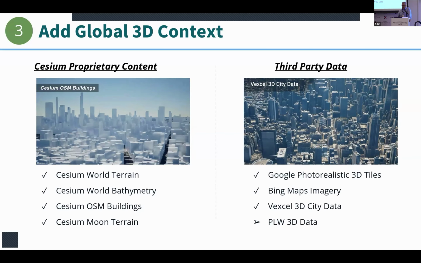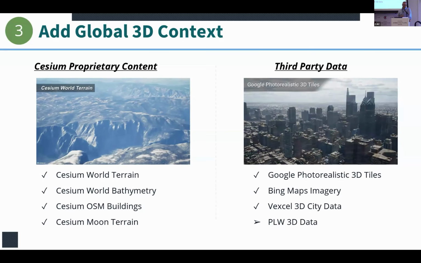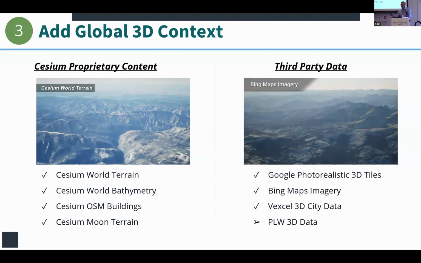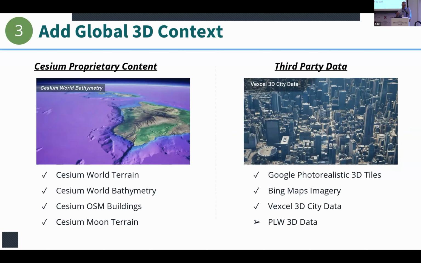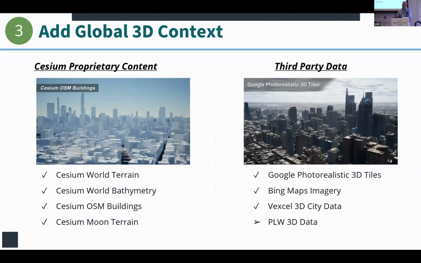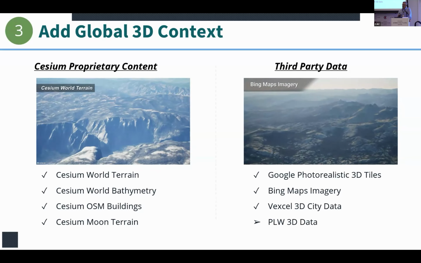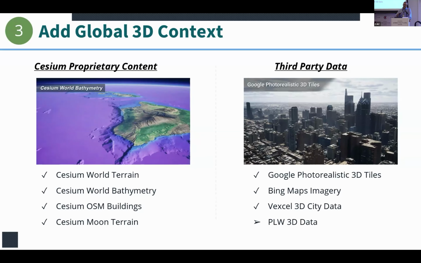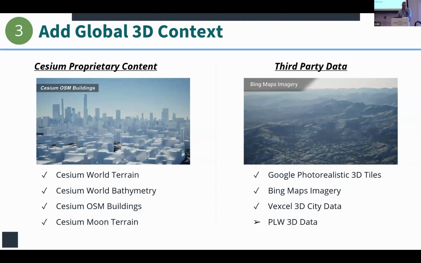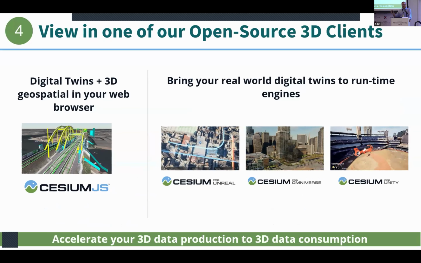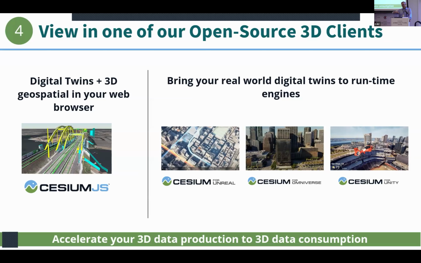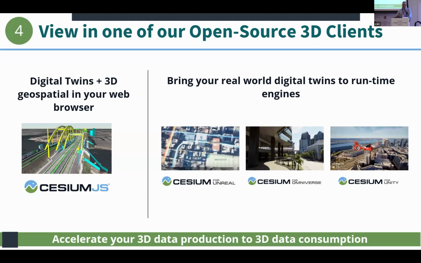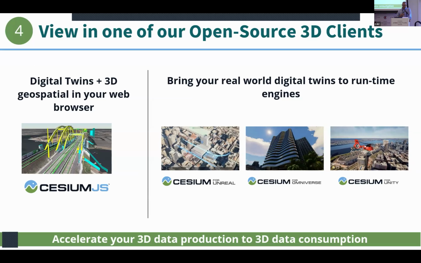And then we have third-party data, so we integrate with Google Photorealistic 3D Tiles, Bing Maps, and then we have partners like Vexcel and some others that generate more high-quality, site-specific 3D models as well, that you can then use as geospatial context for your specific site locations. We've got all of that information together. We've got our site information that's converted. We've got the geospatial context. Now, how can I start to do that?